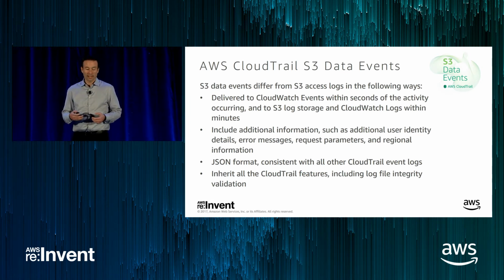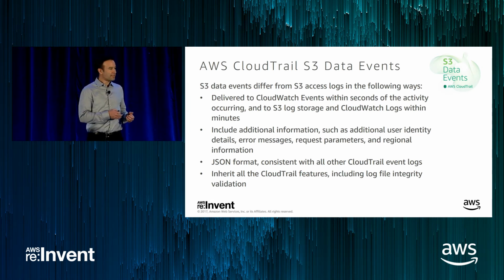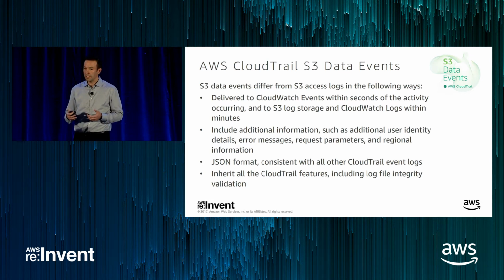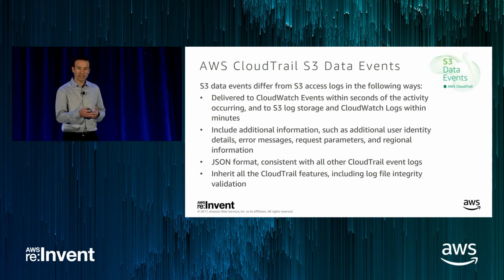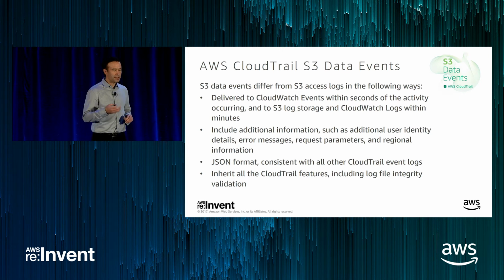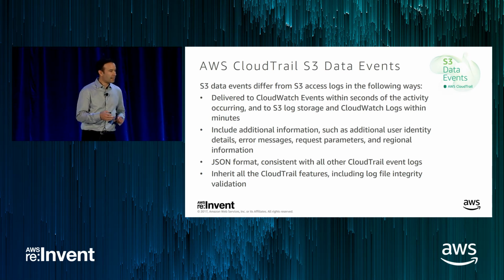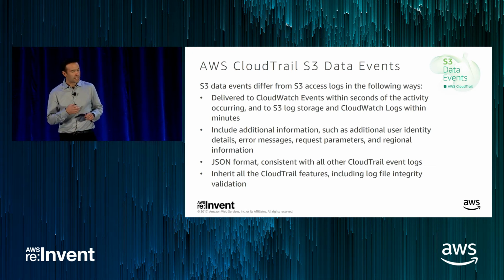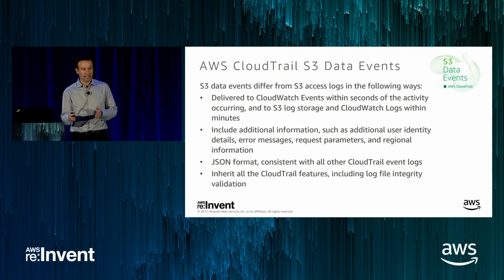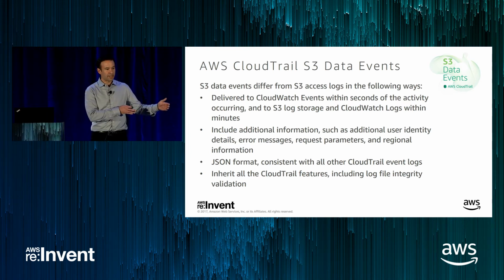Another difference is S3 data events are stored in the same JSON format as all of the other CloudTrail logs. So if you've already got CloudTrail up and running and you've got workflow associated with it, the S3 data events are in that same JSON format. And of course, it inherits all the same CloudTrail features that we talked about, like log file integrity validation and KMS encryption. So these are some of the key differences between an S3 access log that you can enable and S3 data events from CloudTrail.